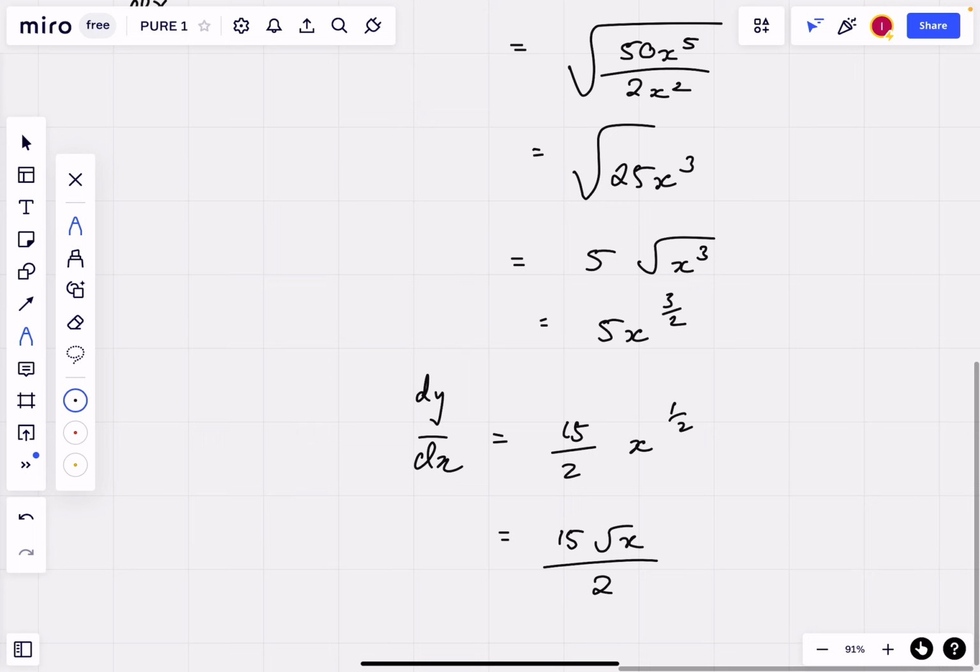Okay, that is differentiation. As you can see, knowing your indices is very, very important. So if you feel like you're rusty with indices, go back, try and find some questions on it. I would suggest using the textbook, try and find any exam questions. Whatever it is, go through those. Get comfortable with indices and surds and working with them, because they come up all the time with differentiation. But yes, that is differentiation.